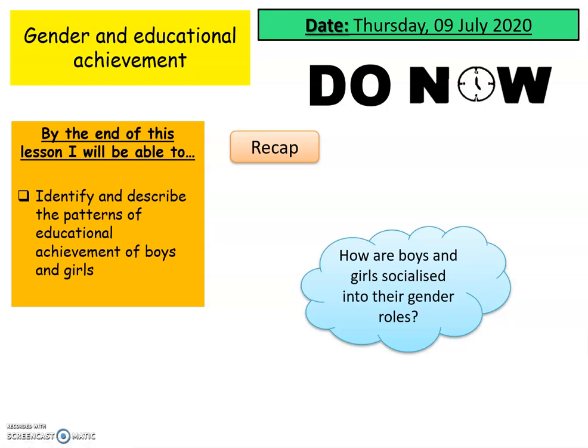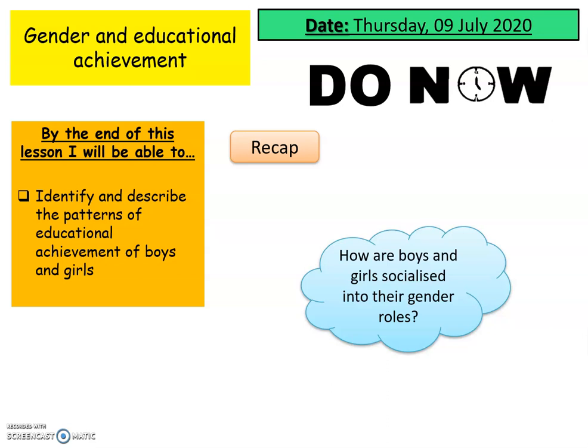Hi and welcome to lesson 13 on the education topic. In this lesson we are going to focus on gender and educational achievement. We're going to look at the patterns of educational achievement of boys and girls, and look at who does well and who doesn't do well.